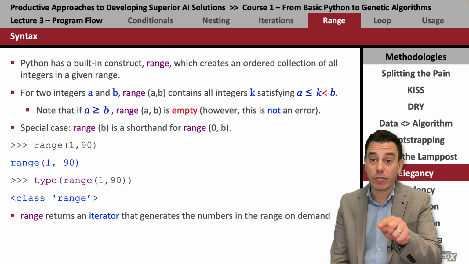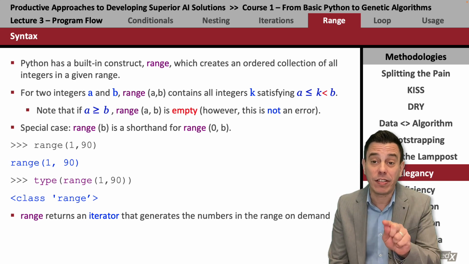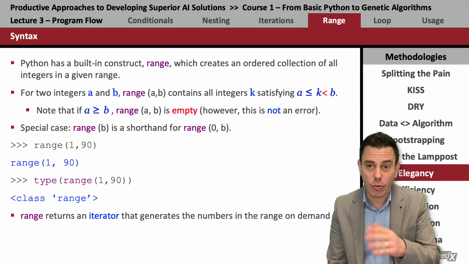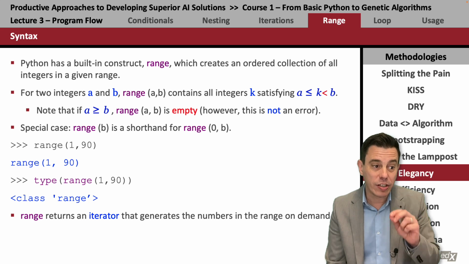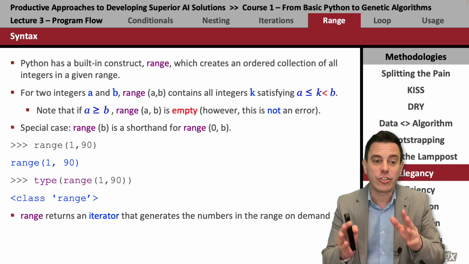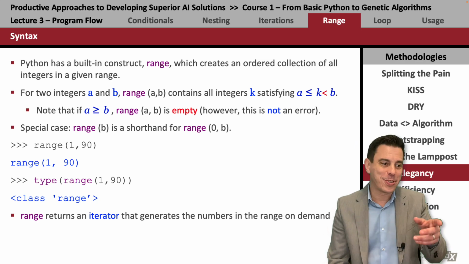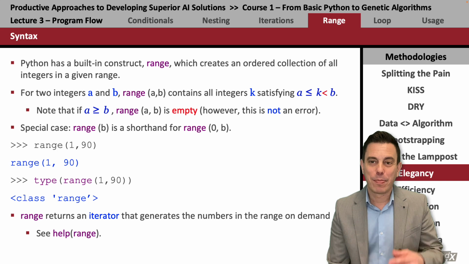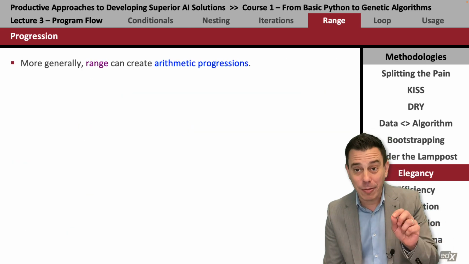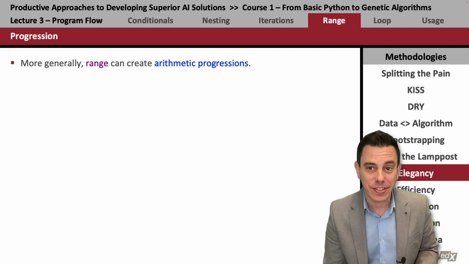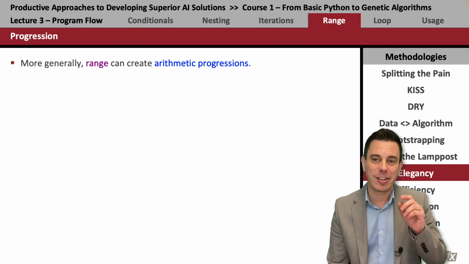It's like a pointer to the first element in that range. And we can run this iterator over the range. So range returns an iterator that generates all the numbers in the range on demand. You can of course see help if you need more assistance. But let's move on to the next element, which is controlling how this range progresses. We can do that arithmetically.